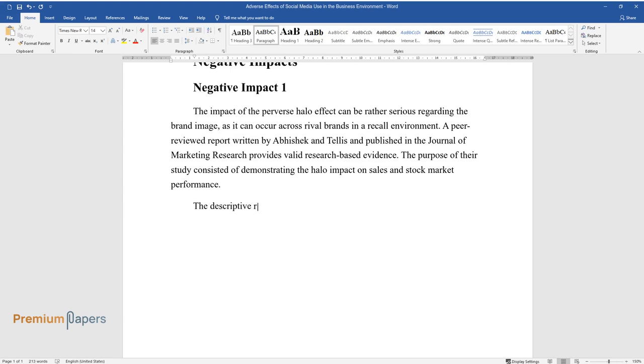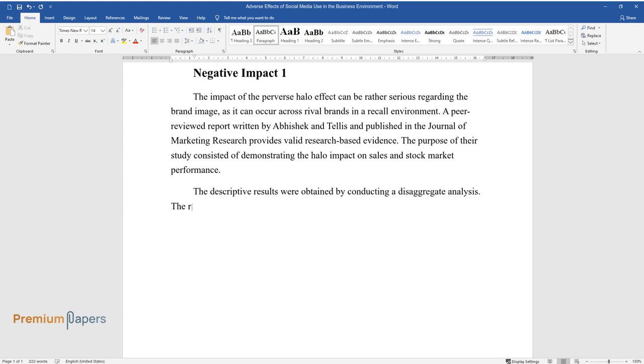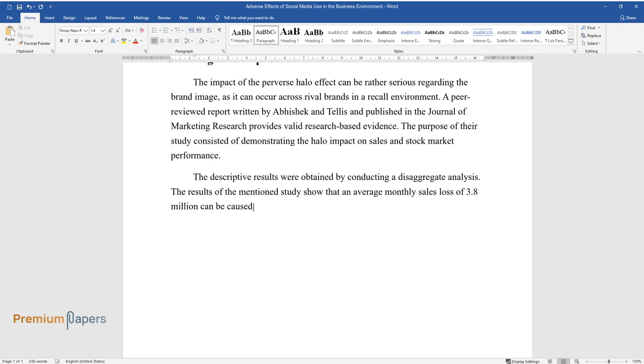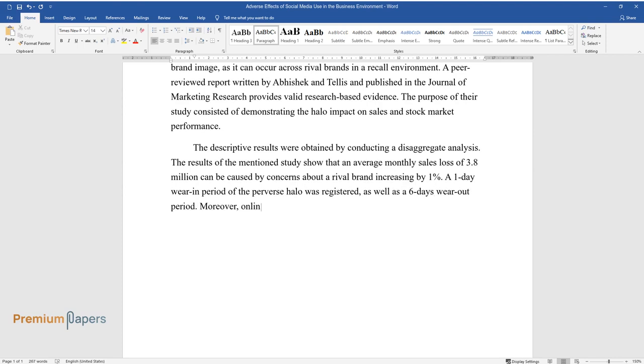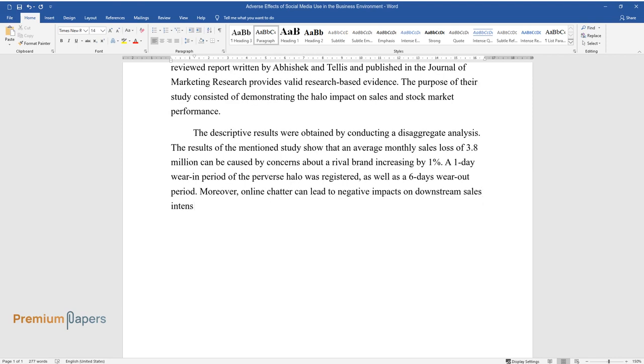The descriptive results were obtained by conducting a disaggregate analysis. The results of the mentioned study show that an average monthly sales loss of $3.8 million can be caused by concerns about a rival brand increasing by 1%. A one-day wear-in period of the perverse halo was registered, as well as a 6 days wear-out period. Moreover, online chatter can lead to negative impacts on downstream sales intensified 4.5 times.